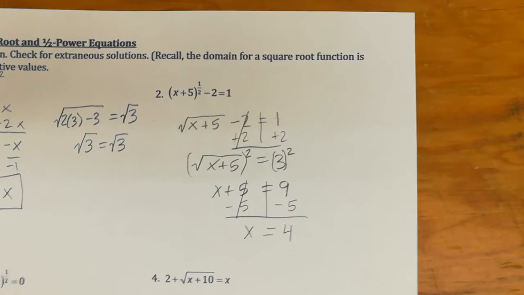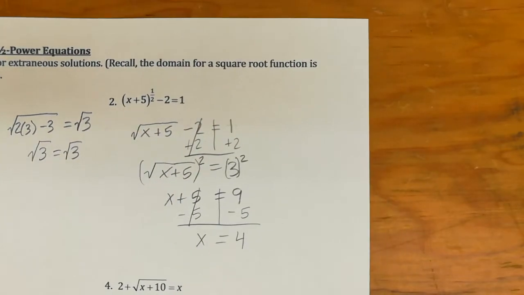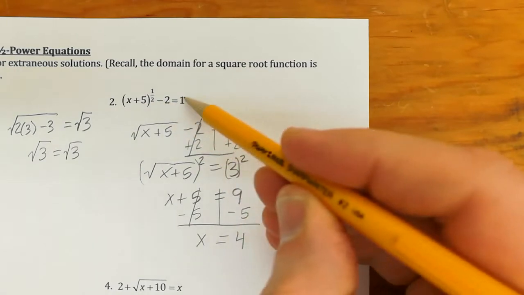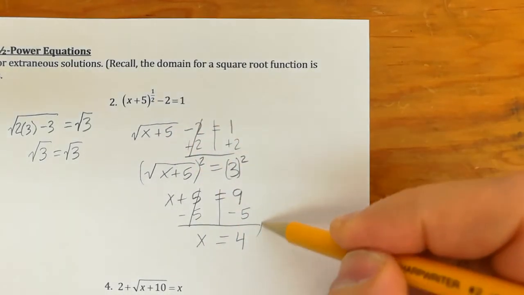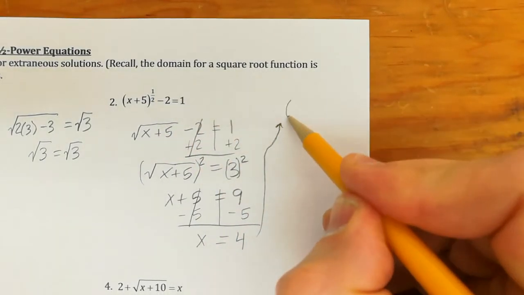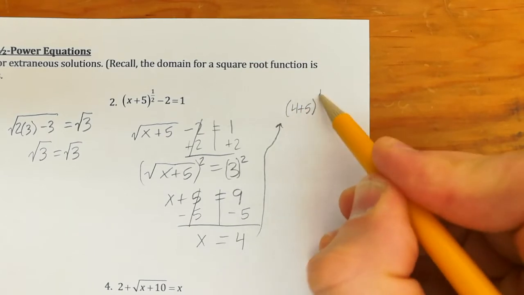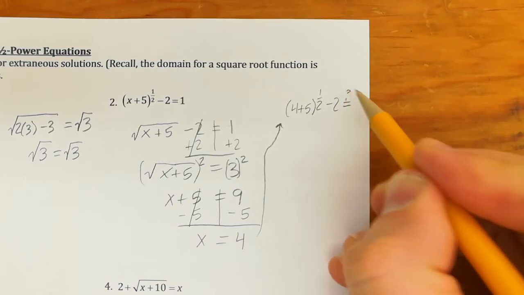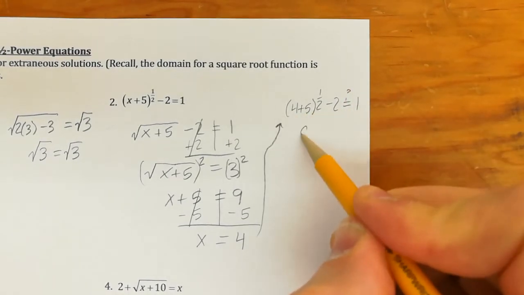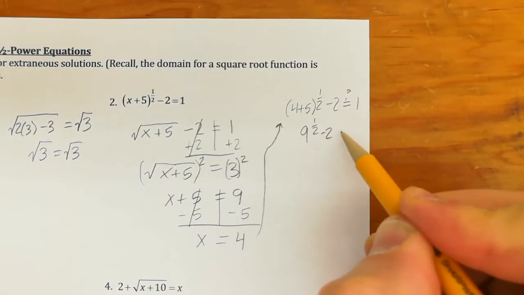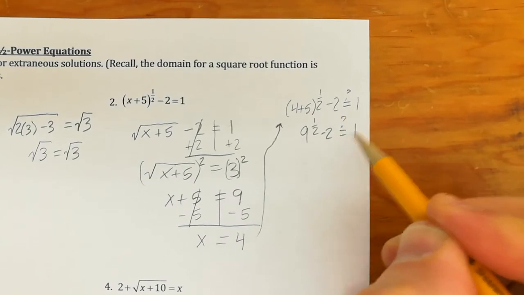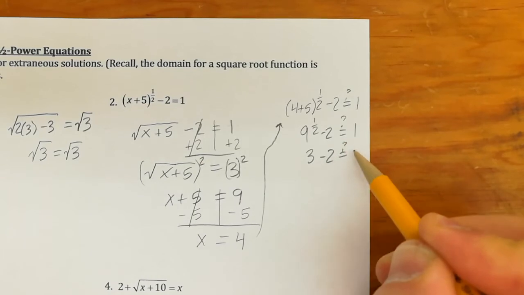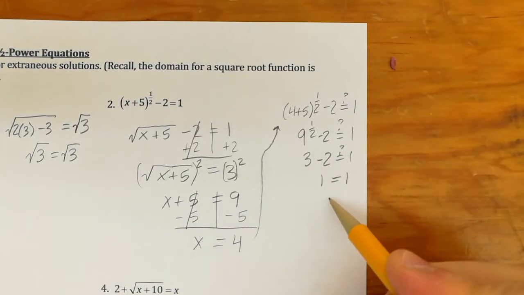Once again, we need to make sure that this works in the original equation. So I'll go ahead and put that in. It doesn't really matter if you use this equation or this one. I'll go ahead and use the original. So we're going to have 4 plus 5 to the 1/2 minus 2. Does that equal 1 here? Well, let's see. We're going to have 9 to the 1/2 minus 2. And yeah, 9 to the 1/2 is 3. And yeah, we can see that this is going to come out and be 1 equals 1. All right.